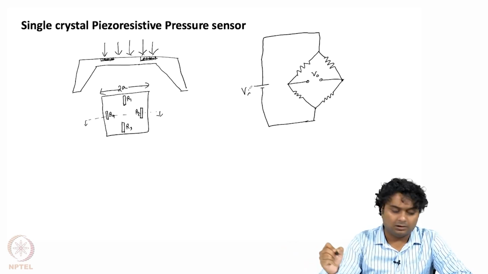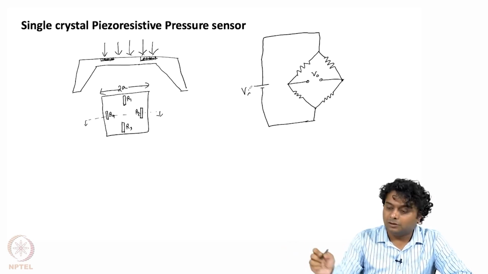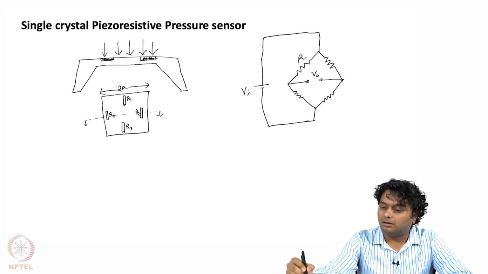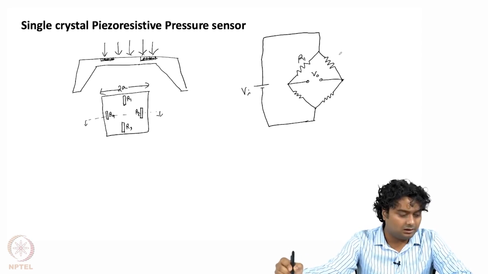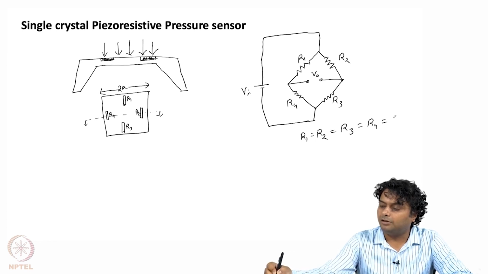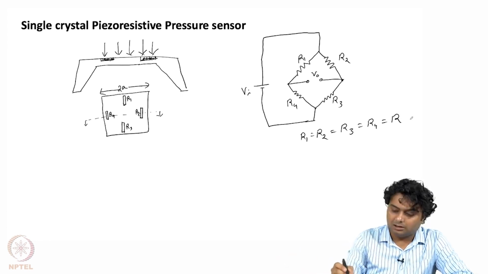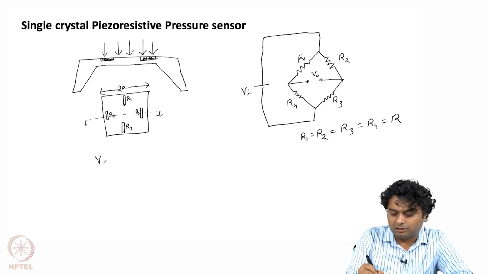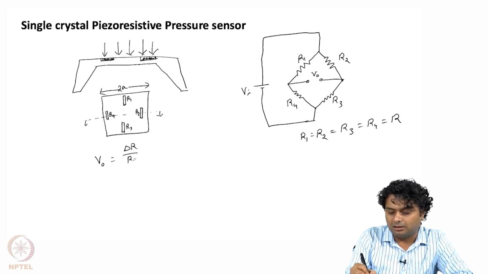This is V in. Now, what we have taken is that all the initial resistances are the same. So R1, R2, R3 and R4 are equal, R1 equals R2 equals R3 equals R4 equals R, let us say. Then V naught, the output voltage, is equal to delta R by R into V in, right.